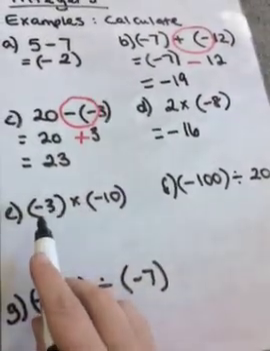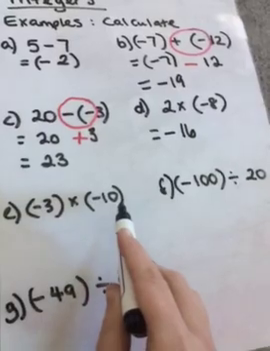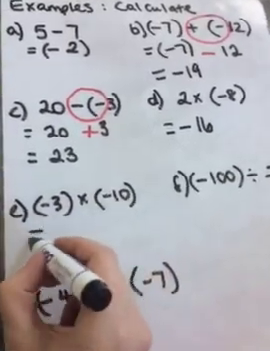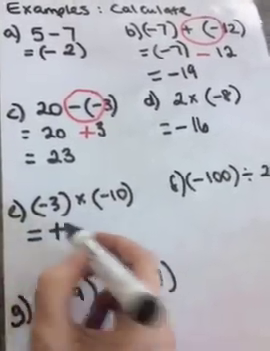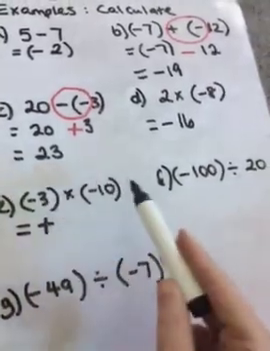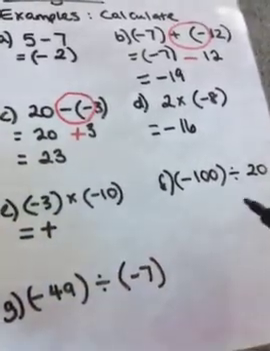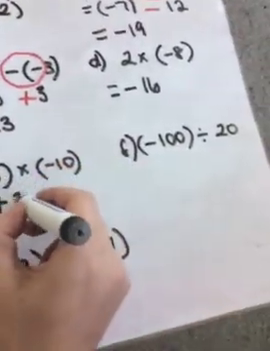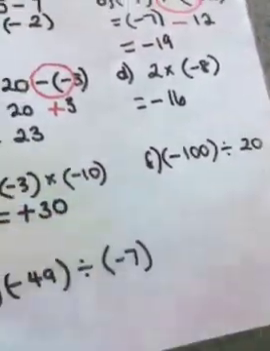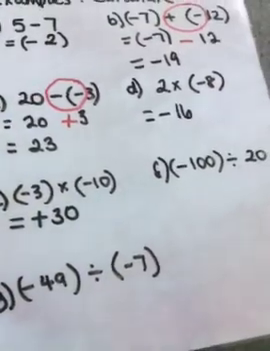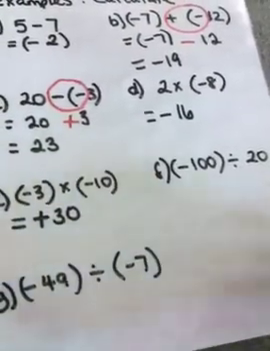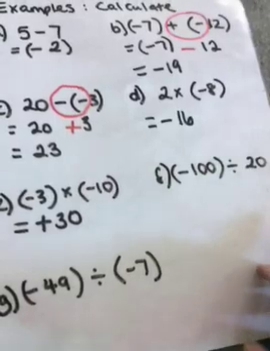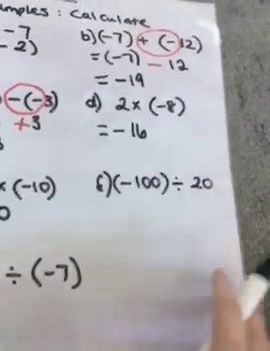For this one, we have -3 multiplied by -10. Now, if you want, you can put in that it's going to be a positive answer because you've got 2 numbers with negative signs. And then 3 times 10 is 30. You don't need that positive sign, but if it helps you to remember that it's going to be a positive answer, then include it. You won't be marked incorrect.